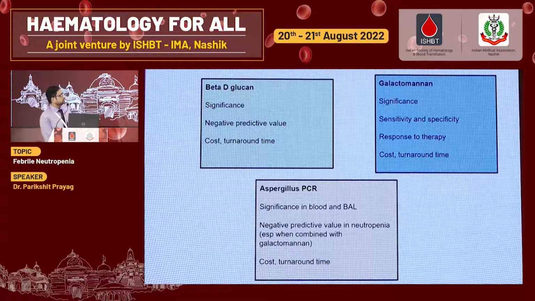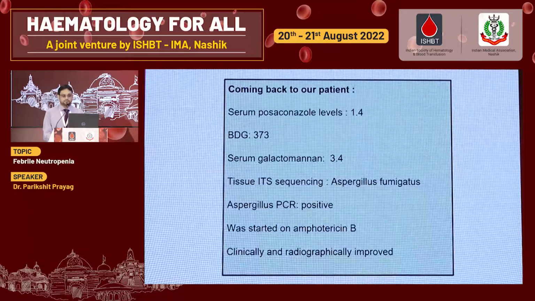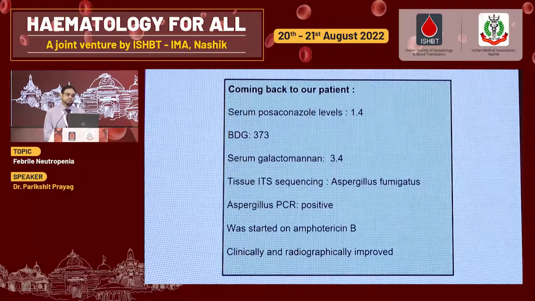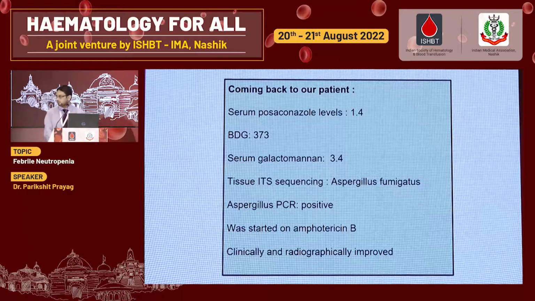If I send a galactomannan and an Aspergillus PCR in a neutropenic patient combined, then again I am fairly certain that this patient may not have aspergillosis. So again, interpreting these markers is important. So coming back to our patient, this patient had serum POSA levels which were 1.45.